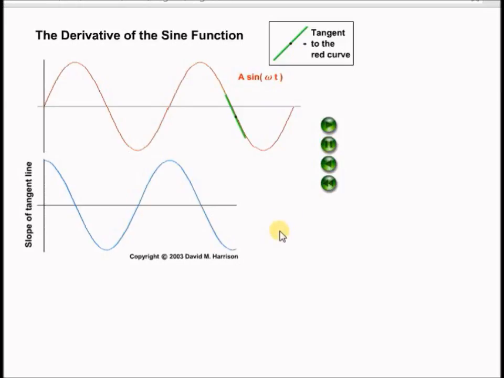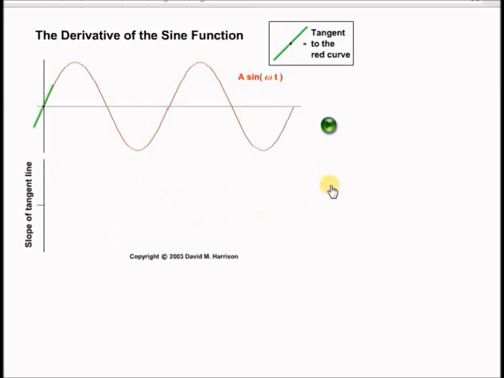Okay, and you can see here that this blue curve is actually the cosine. So the derivative of the sine function is the cosine function. Okay, let's back up here and see it again. So let's stop at some critical points here. We're right at the top.